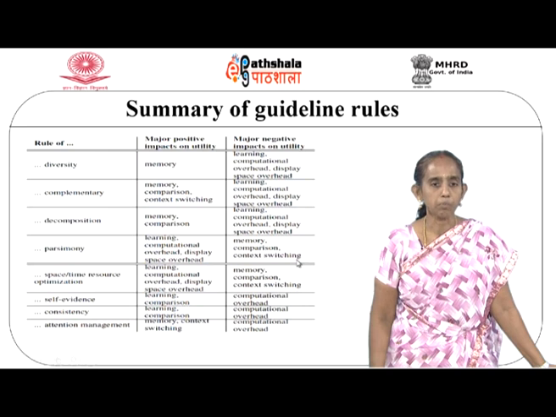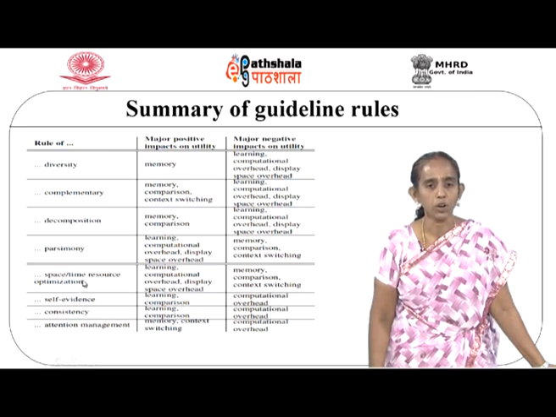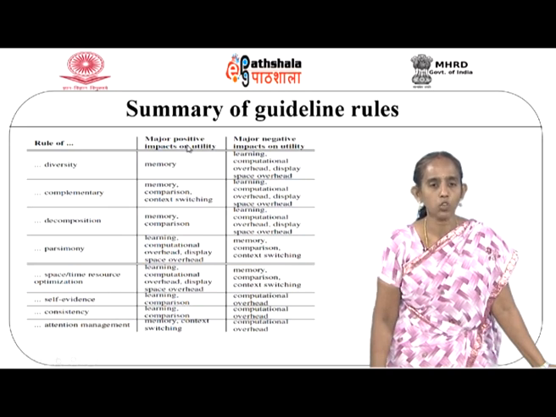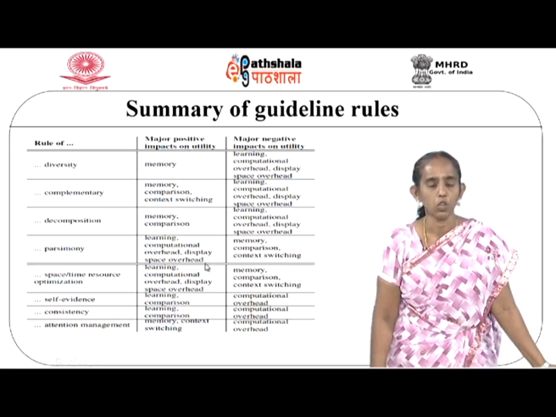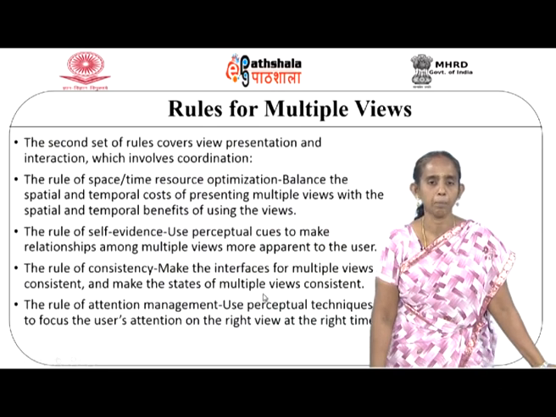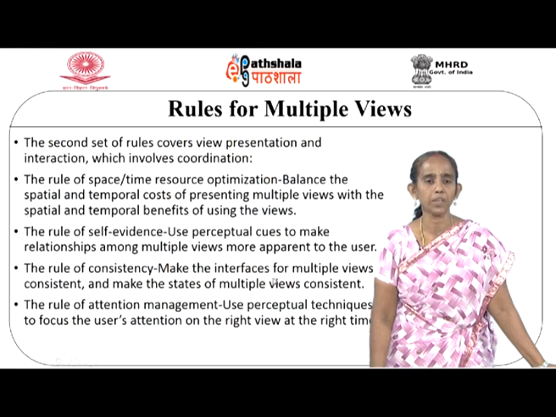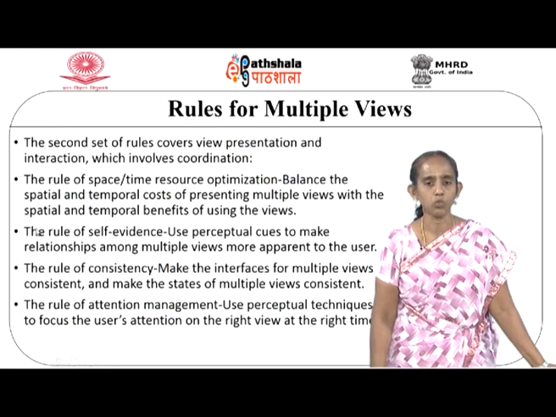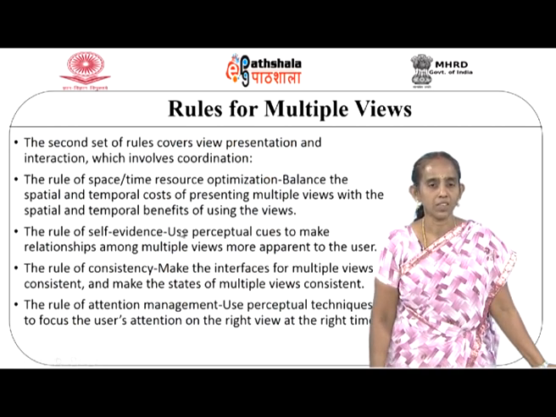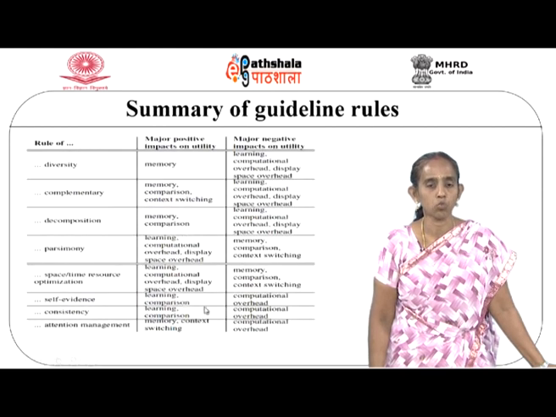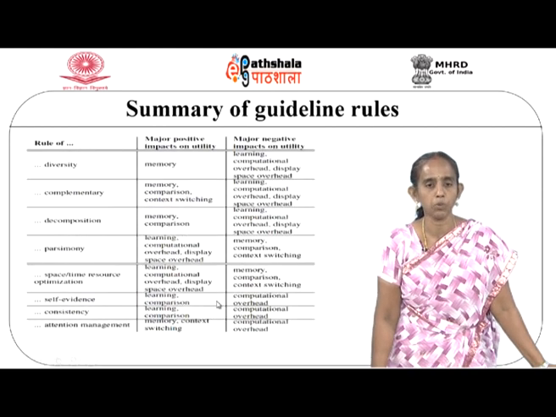The next rule is the space-time resource optimization rule. According to this, the positive impact is on learning, computational overhead and display space overhead, which all reduce in this case, whereas the memory, comparison and context switching increase. By the rule of self-evidence, which states that we use perceptual cues to make the relationship among multiple views more apparent, the learning and the comparison are going to have a positive impact, whereas computational overhead is going to have a negative impact.